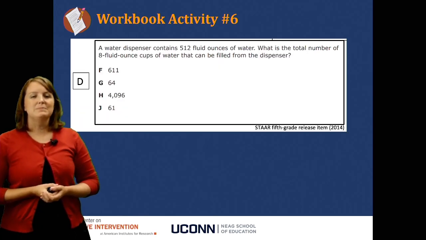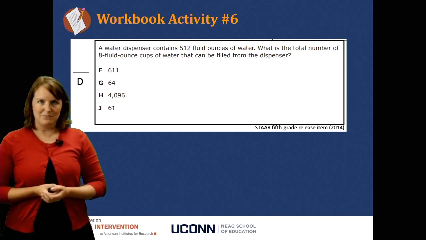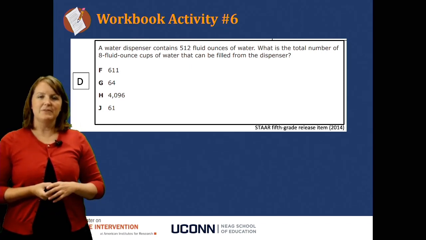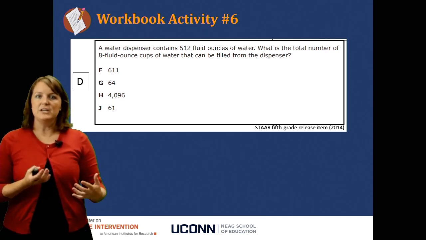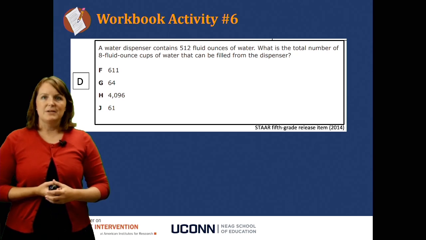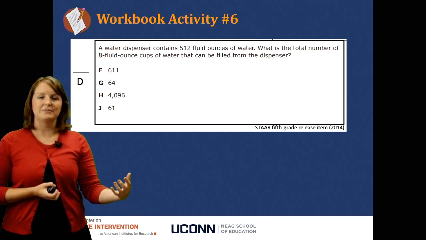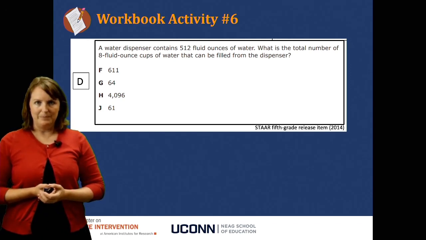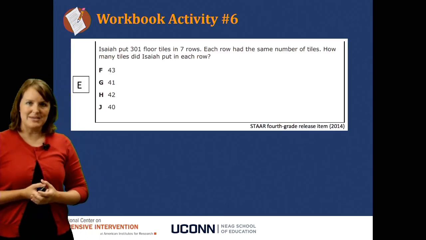What about problem D? A water dispenser contains 512 fluid ounces of water. What is the total number of 8 fluid ounce cups that can be filled from the dispenser? Now this can also be thought of as an equal groups problem because I want to figure out the total number of groups if each has 8 fluid ounces in it, and I have 512 fluid ounces total. So D, equal groups. Then we get to problem E.